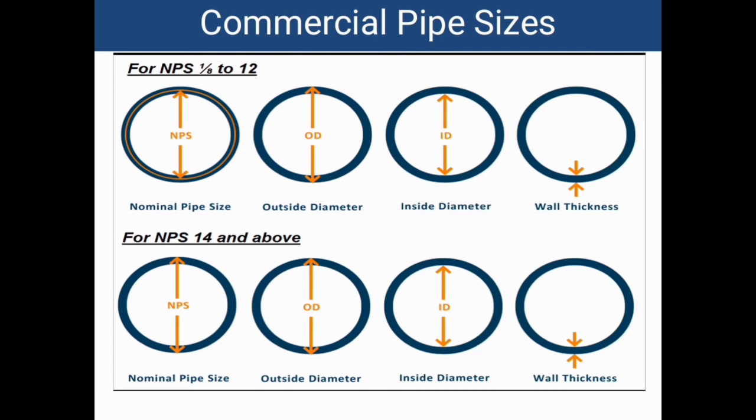So these are the various pipe sizes. For NPS 1/8 to 12 inch, the NPS is different from the outer diameter. The NPS is calculated from center to center, whereas outer diameter is outer to outer. For pipes more than 14 inch, the NPS is equal to the OD. Outer diameter and the nominal pipe size will be the same. But schedule mentions the thickness of the pipe. The thickness of the pipe is called schedule, and ID is the inner diameter. Inside diameter is called ID. So these are the normally used commercial pipe sizes.